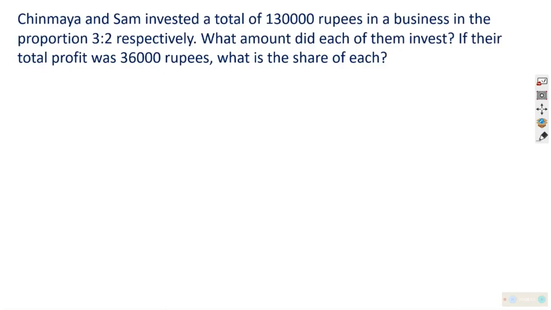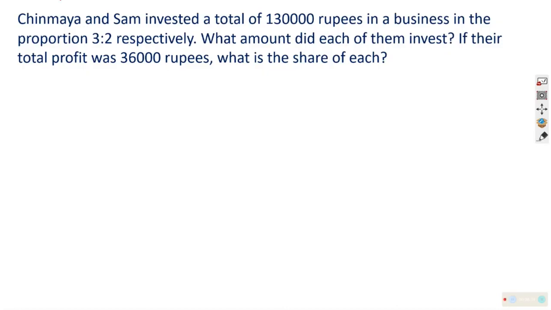Chinmaya and Sam invested a total of 1,30,000 rupees in a business. The capital is given, in the proportion 3:2, the proportion is also given. What is the amount each of them invested? And if their total profit was 36,000 rupees, what is the share of each?